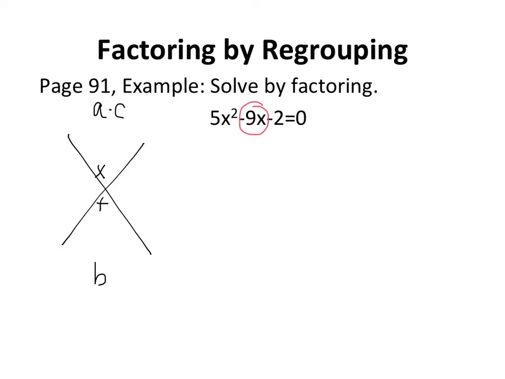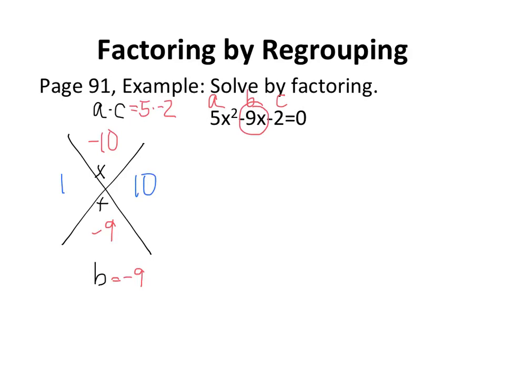Let's find our ABCs. A, B, C. These are the coefficients on our x's. In this case, AC is 5 times negative 2, making negative 10, and B is negative 9. We now need to find two numbers that multiply to 10. We have 1 and 10, 2 and 5, and when we look at these two numbers, the only ones that seem to be close to 9 is 1 and 10.